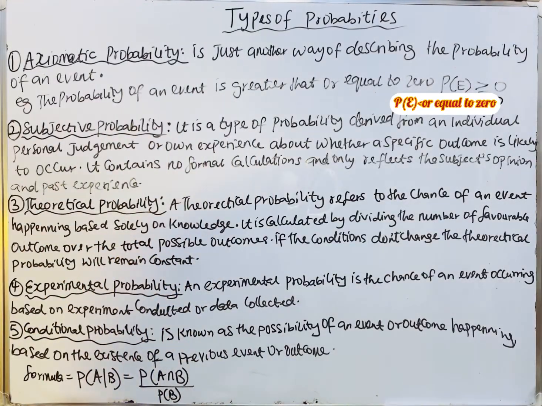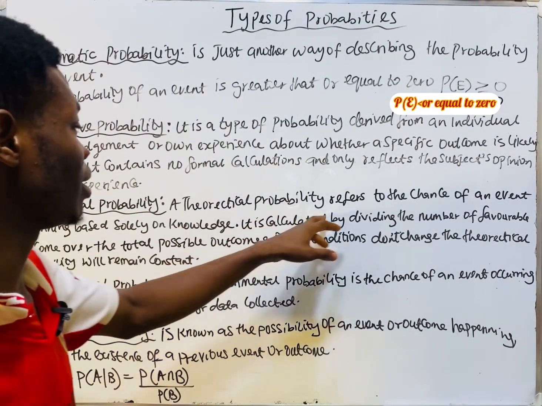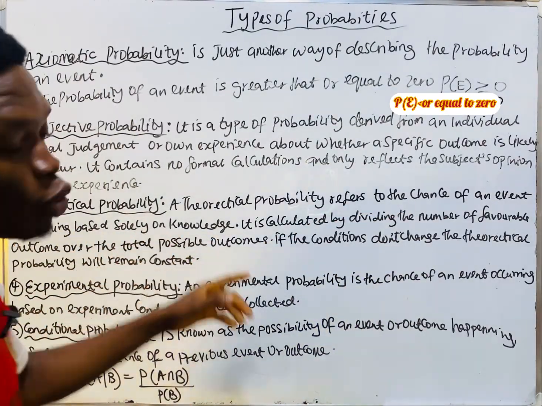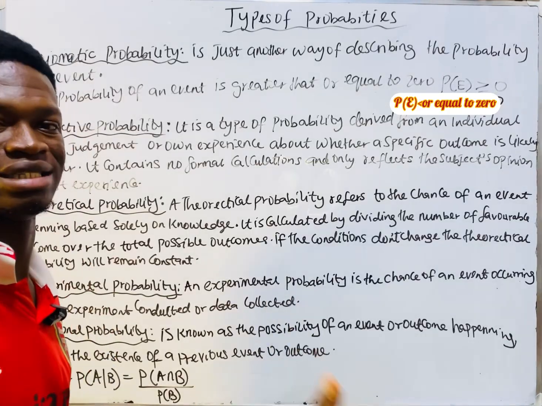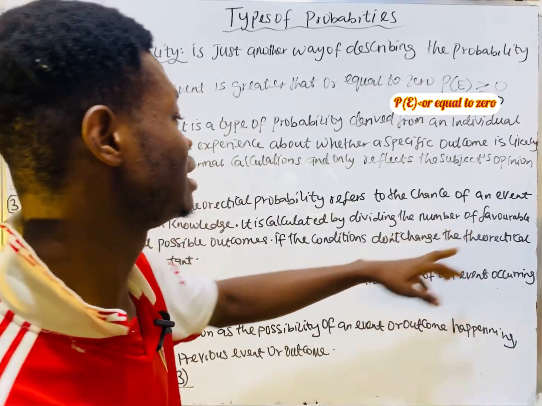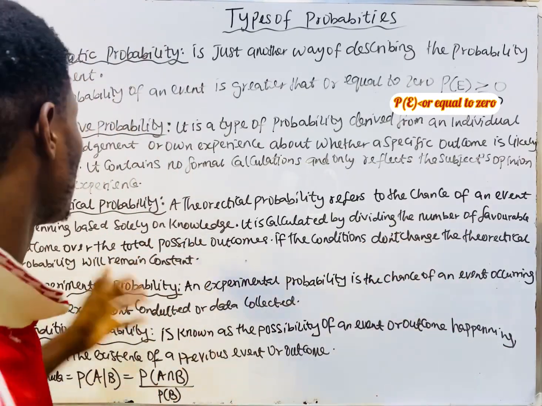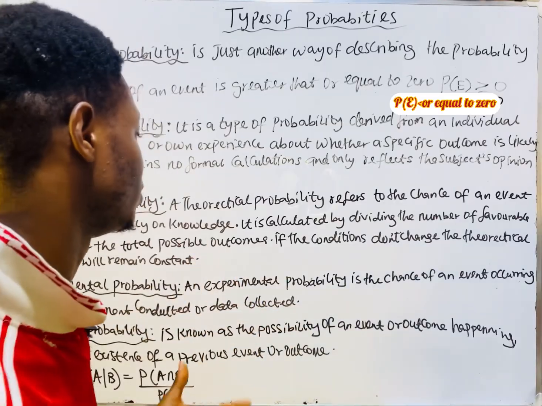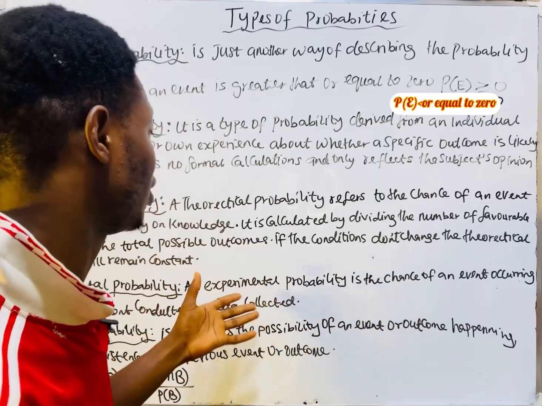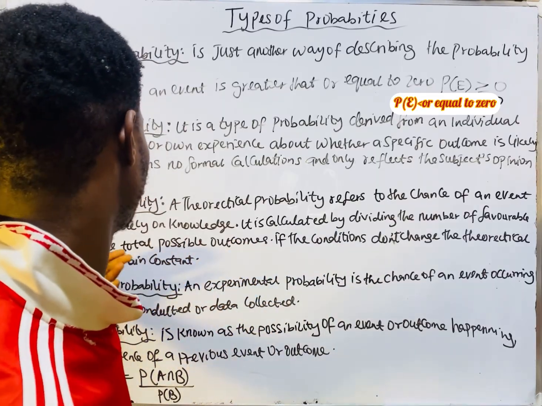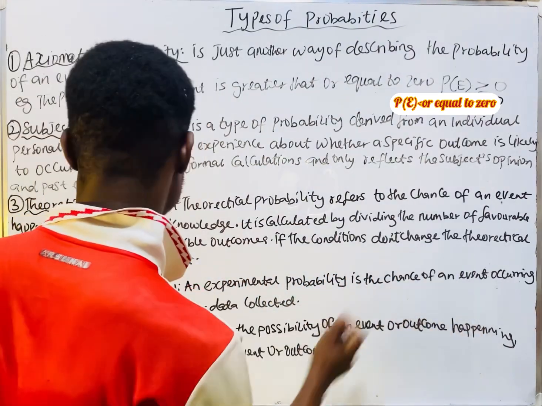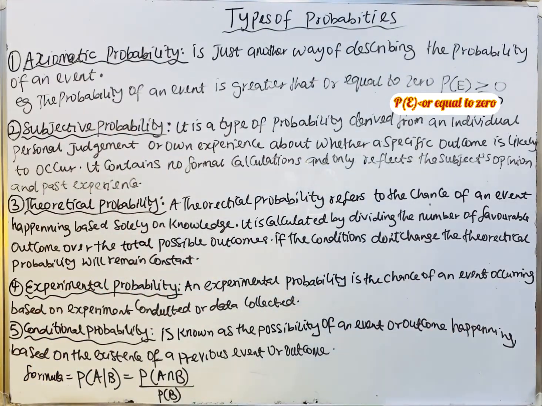So let's read from the board. Theoretical probability refers to the chance of an event happening based solely on knowledge. You know that this thing is this. It is calculated by dividing the number of favorable outcomes over the total possible outcomes. If the conditions don't change, the theoretical probability will remain constant.